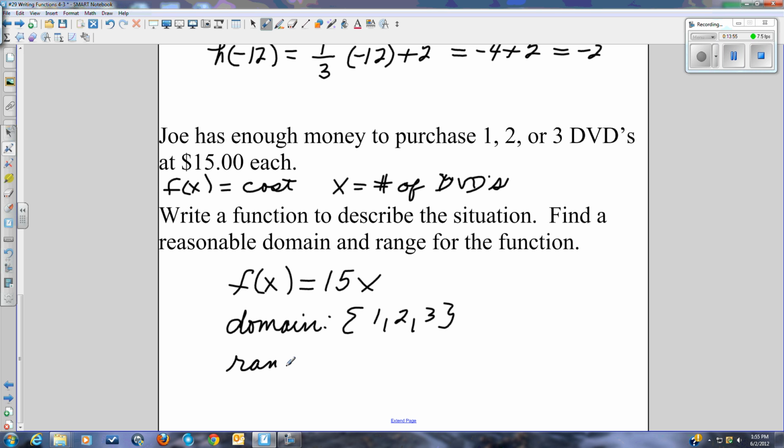Our range are all of our possible f of x values. Well, let's think about it. If he buys 1 DVD at $15, he'd spend $15. If he buys 2 DVDs at $15, he will have spent $30. 3 DVDs at $15, he would have spent $45. So your range is 15, 30, and 45.